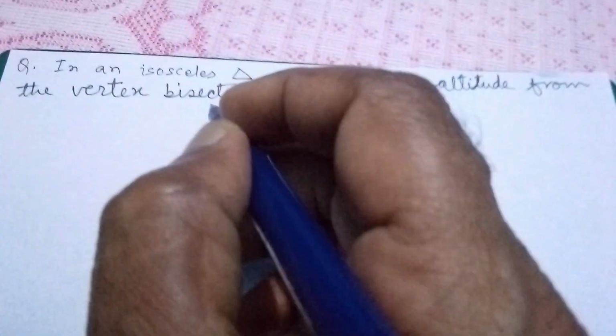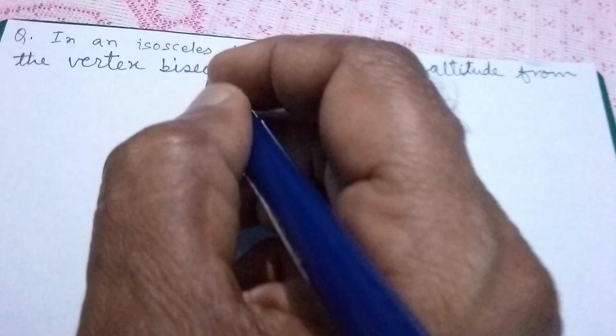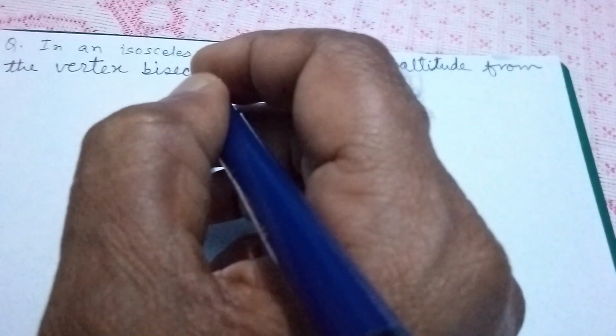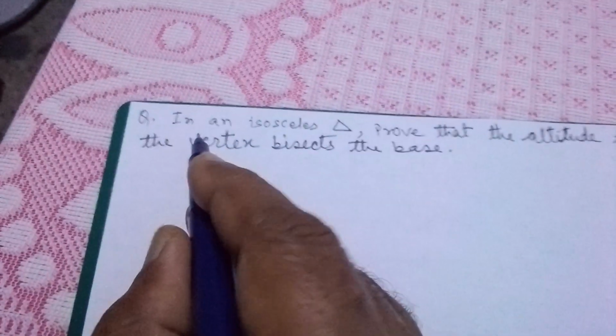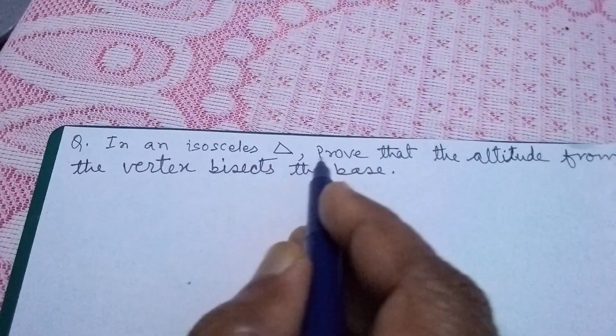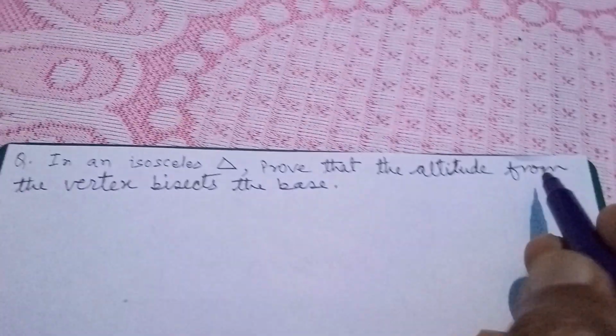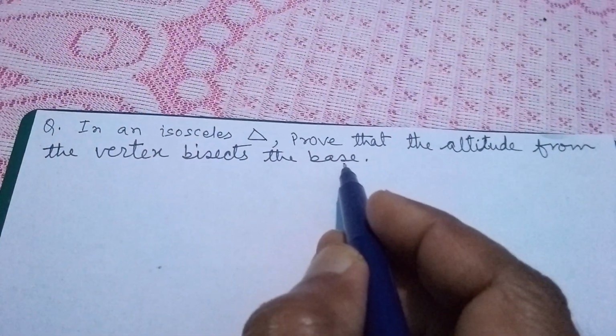Dear friends, today I am going to explain how to prove two triangles congruent, and after proving them congruent, how to find the desired result. Here the question is, in an isosceles triangle, prove that the altitude from the vertex bisects the base.